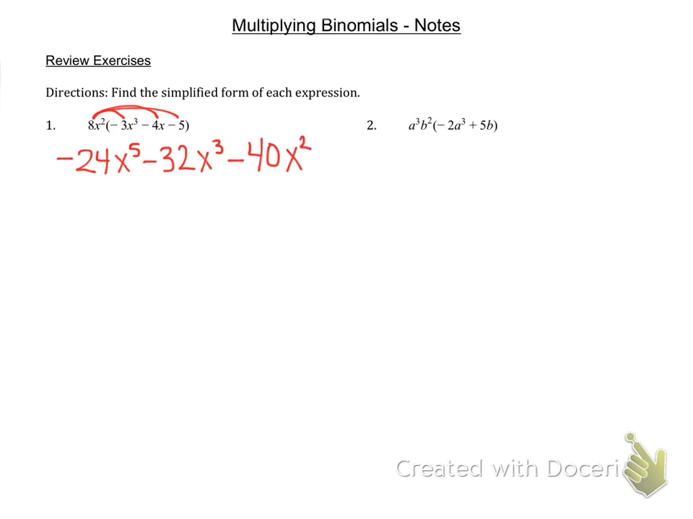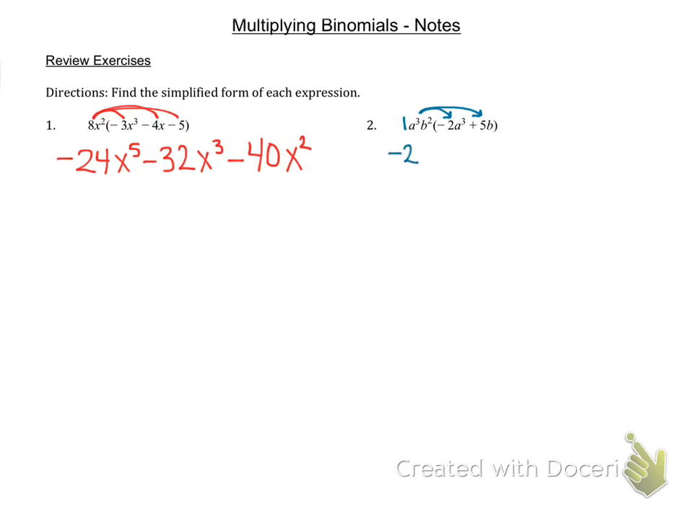Now let's try number 2. So this one I have two variables, a and b, but again I'm going to distribute the a cubed b squared to everything inside of the parentheses. So a cubed b squared times a negative 2a cubed. If you want to think of an invisible 1 here when you multiply, you can do that. So 1 times a negative 2 is a negative 2.